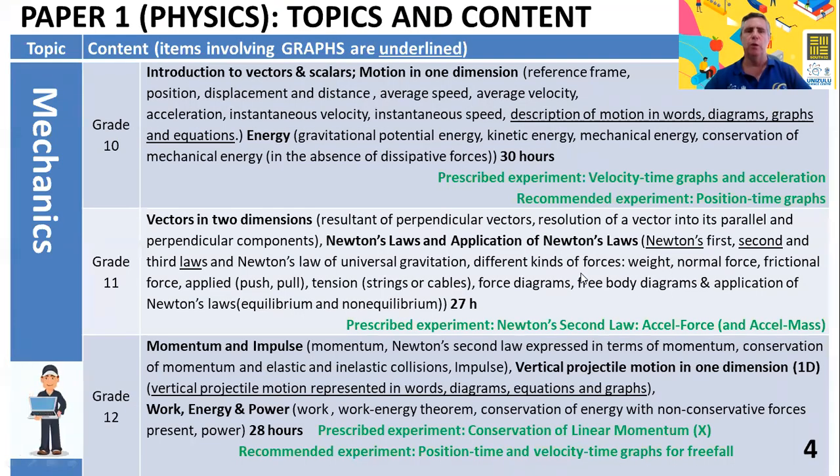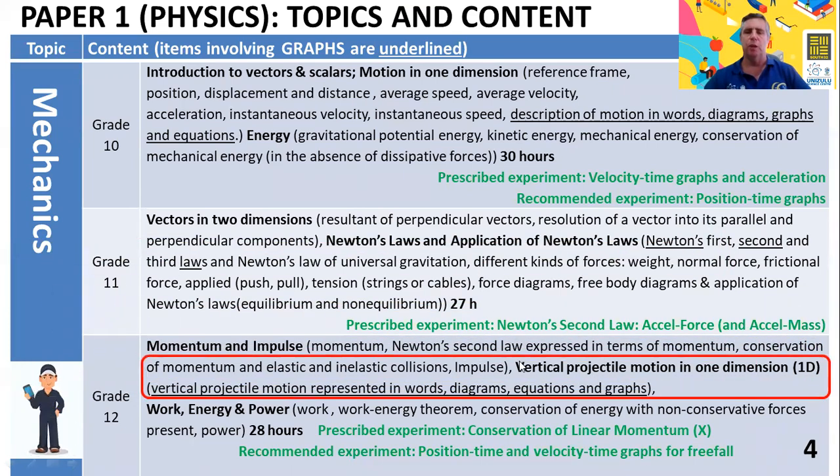On page 4, looking at the curriculum, of course, this comes up under the mechanics section. And vertical projectile motion in one dimension, that means just up and down, represented in words, diagrams, equations, and graphs, is taught at the beginning of grade 12. But of course, you still need to remember your grade 10 motion in one dimension, your graphs of motion, and so on.